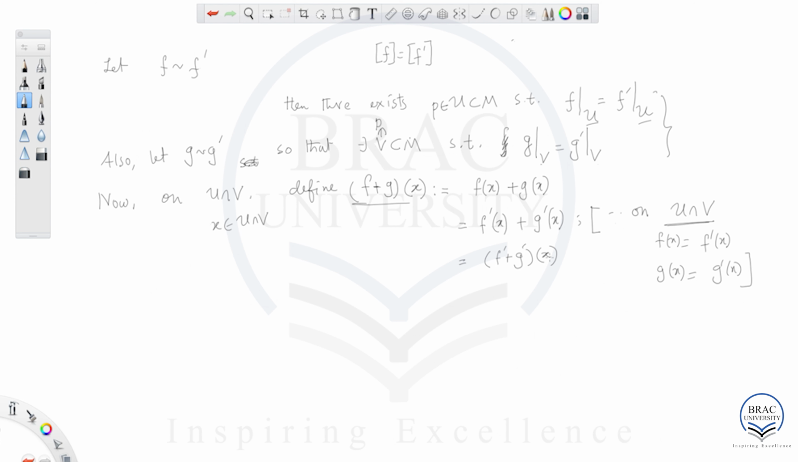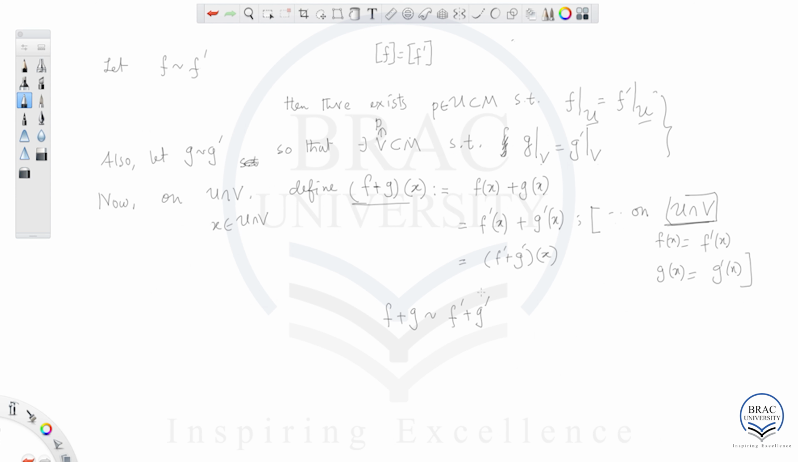So we have found an open set on which these two functions agree with each other, so that f plus g is indeed equivalent to f prime plus g prime. So this verifies the well-definedness of the definition 1 of addition of two elements in the set of germs of smooth functions at point P on the manifold M.